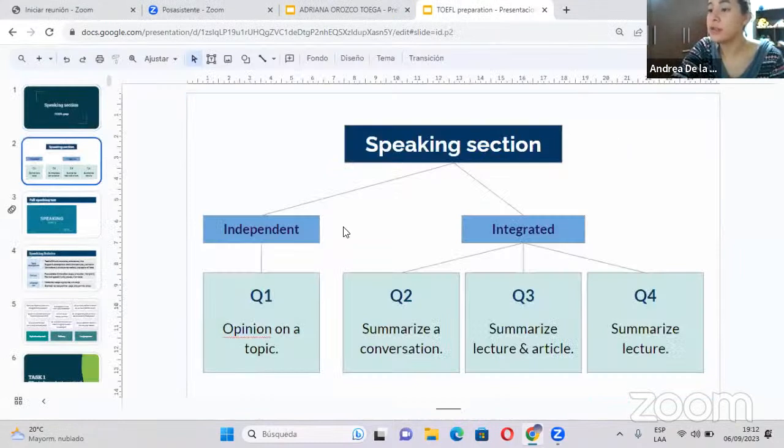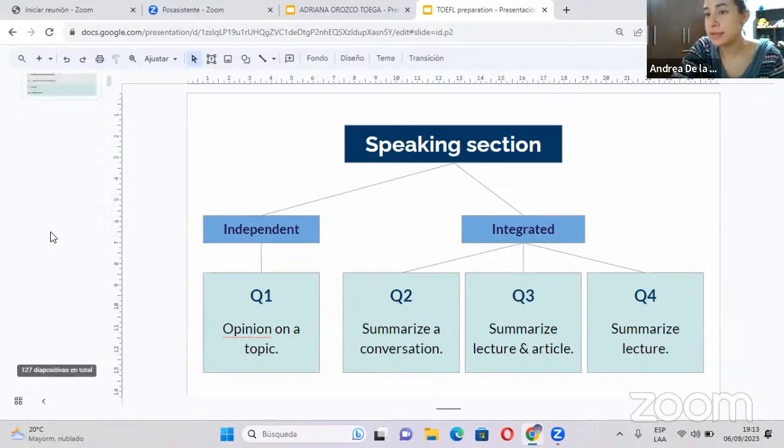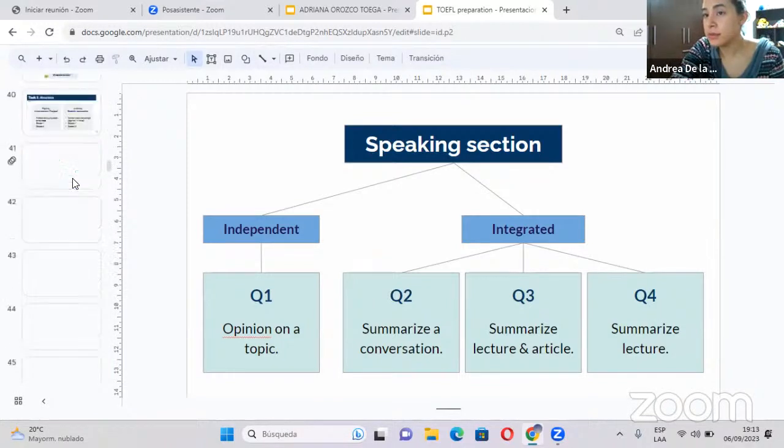In the speaking section, we did question 1, the independent one, where they ask your opinion on something. We also did question 2, where you first read the letter, then you listen to the conversation. And second to last, we'll be doing the third question, okay? It's also an integrated task. So do you guys have any questions before we start today's class?